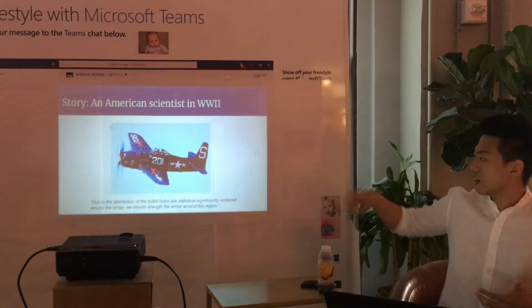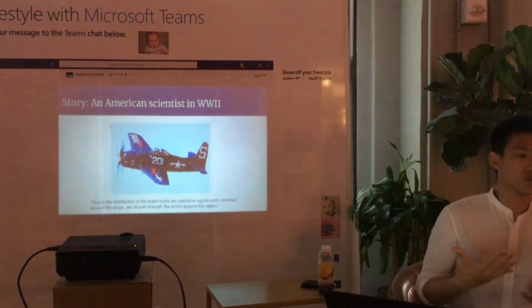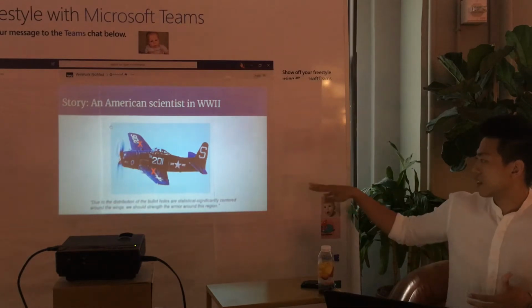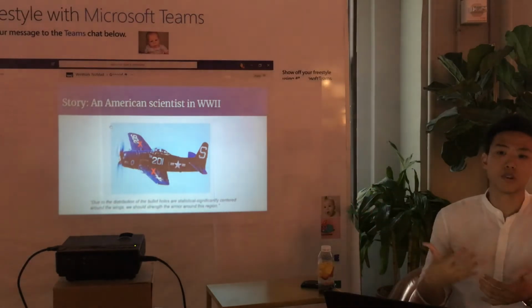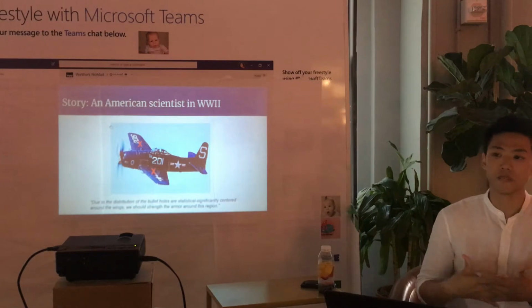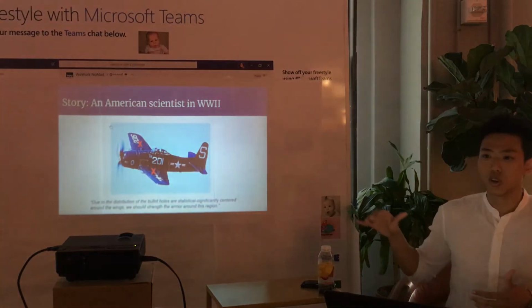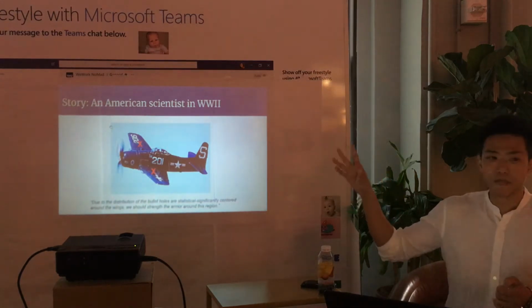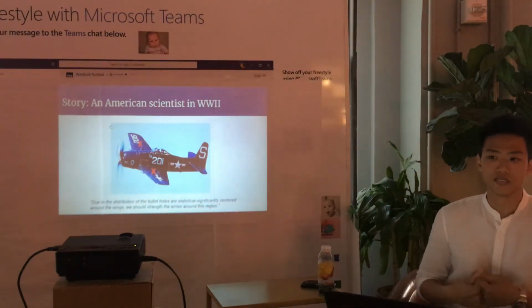See, the wing area. So therefore, he had a conclusion, like due to the distribution of the bullet holes being statistically significant centered around the wings, we should strengthen the armor around the wings to make our fighter last longer, all right? So before going on, I'm going to tell a story, but does anybody feel suspicious about this statement? Okay. Yeah, other people.